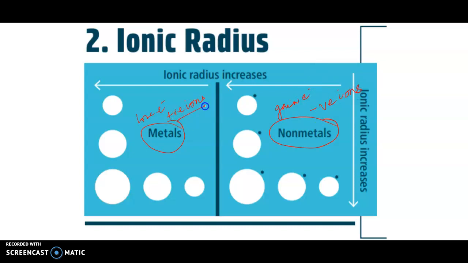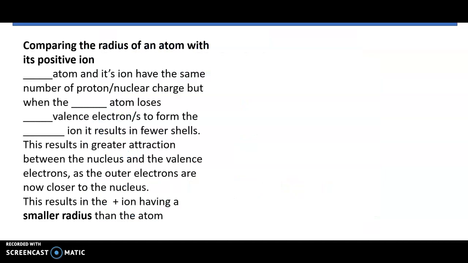So if you're looking at positive ions and you're looking at the trend down a group, it increases. Across a period, it decreases. Again, if you're looking at negative ions, the trend is down a group, the ionic radius increases. Across a period, ionic radius decreases. Now let's look at an explanation for why that is.